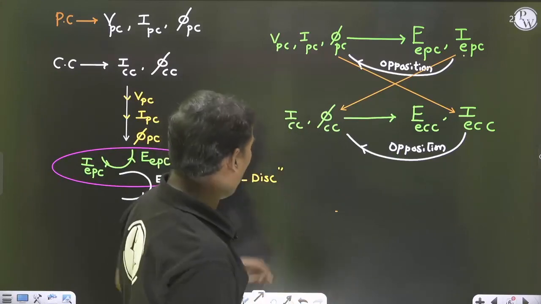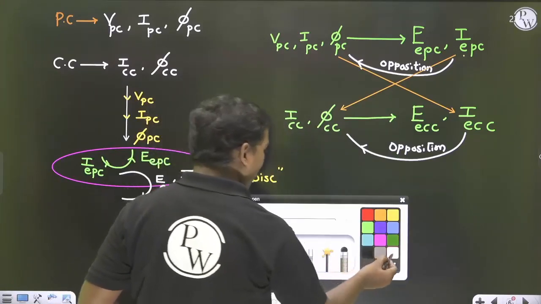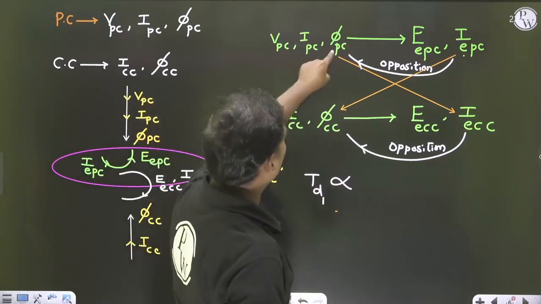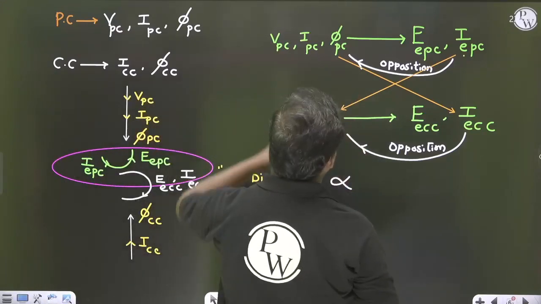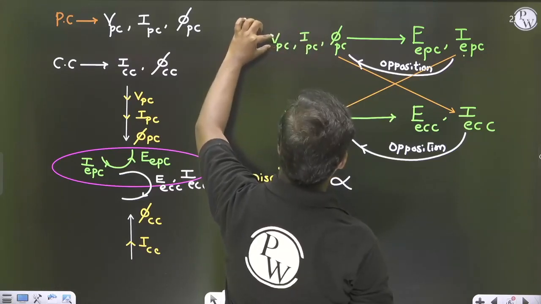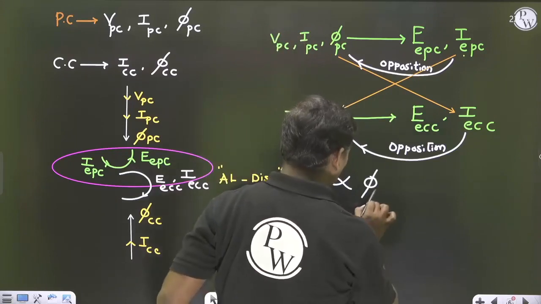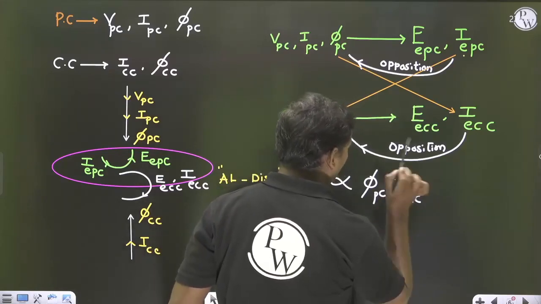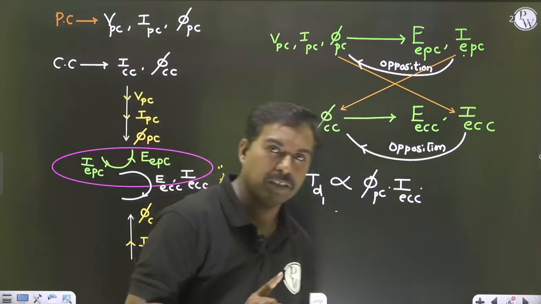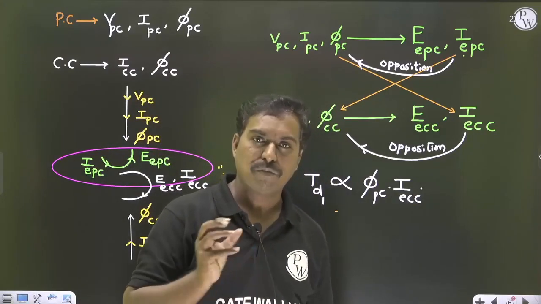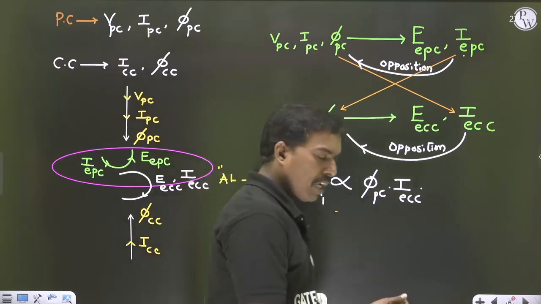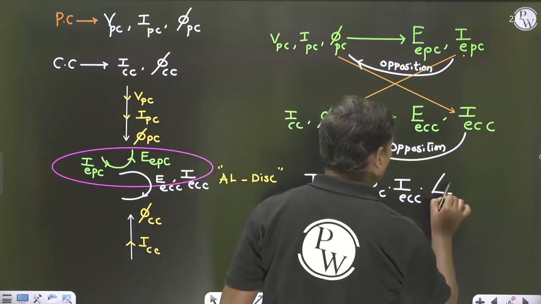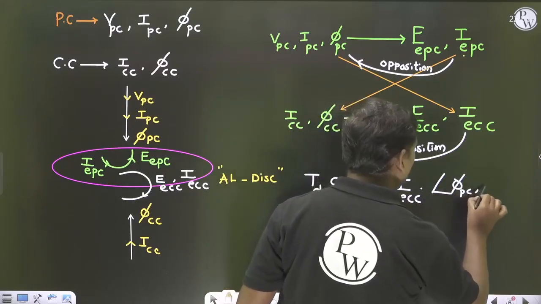Okay, so now the torque TD1, try to understand. The deflection torque TD1 is proportional to what? I_PC into the magnetic flux, I_ECC, and definitely always remember, torque needs a cosine relationship of the angle, right? There should be some angle. Why? Because the power formula is VI cos phi, yes or not? Similarly, phi PC, I_ECC, and the angle between these two.